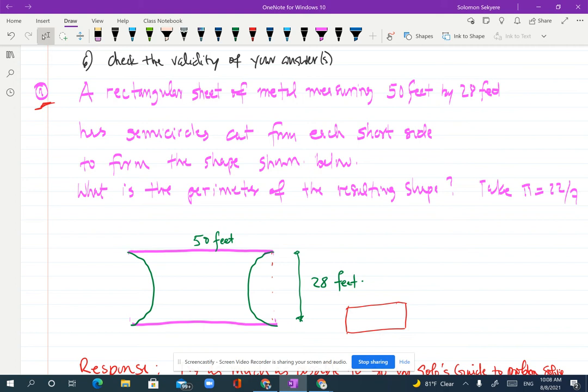Okay, so for this question here, we have a rectangular sheet of metal measuring 50 feet by 28 feet. And it has semicircles cut from each short side to form the figure below. This is the figure right here. What is the perimeter of the resulting shape?